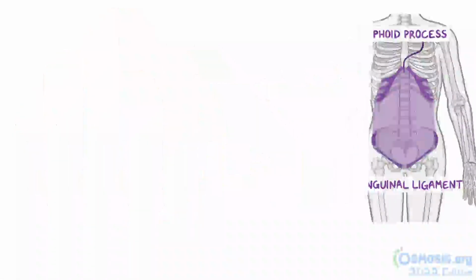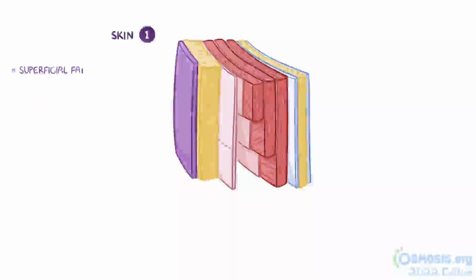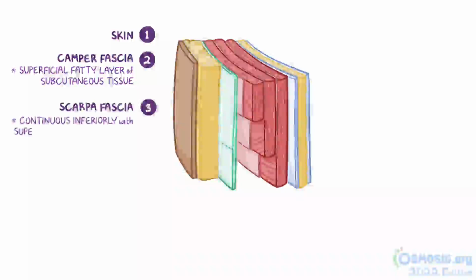The anterolateral wall is composed of many different layers. There are 12 of them in total. The most superficial layer is the skin, which covers a superficial fatty layer of subcutaneous tissue, or fat, known as Camper fascia, which is a major site of fat storage. Deep to the Camper fascia, there is a membranous layer of subcutaneous tissue known as Scarpa fascia, which continues inferiorly with the superficial perineal fascia, or Colles fascia.